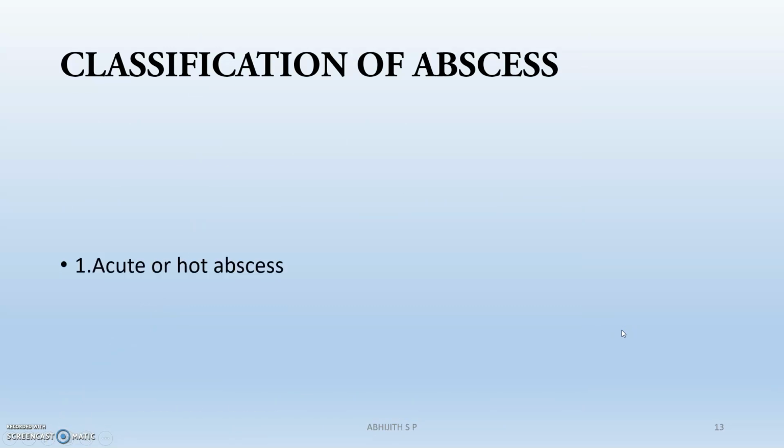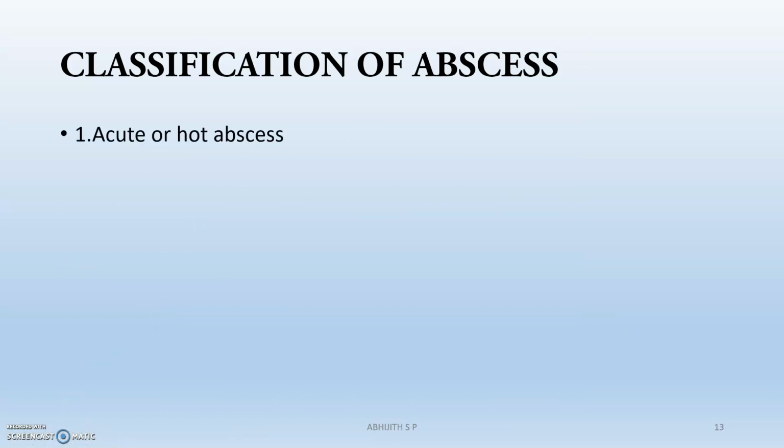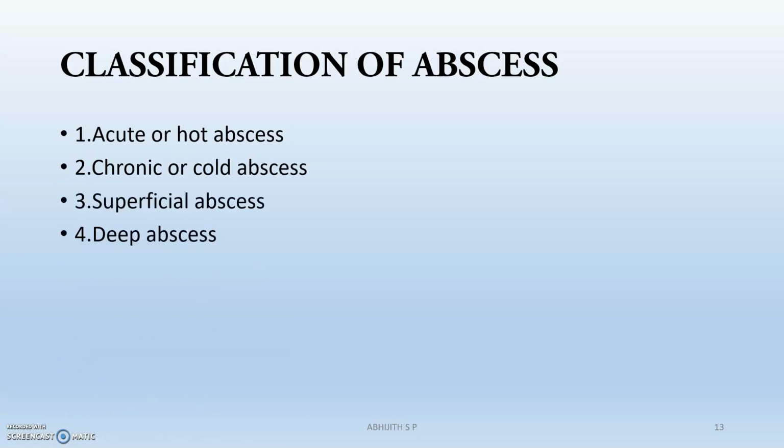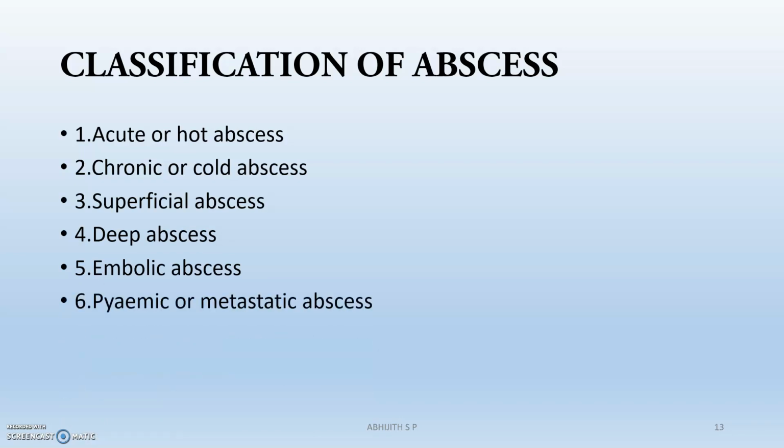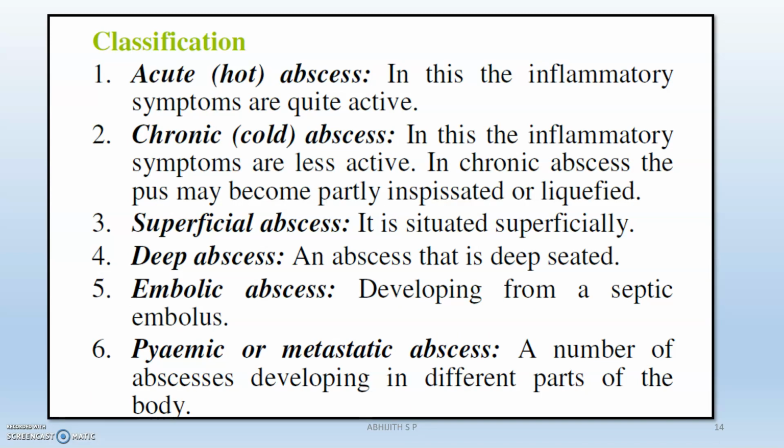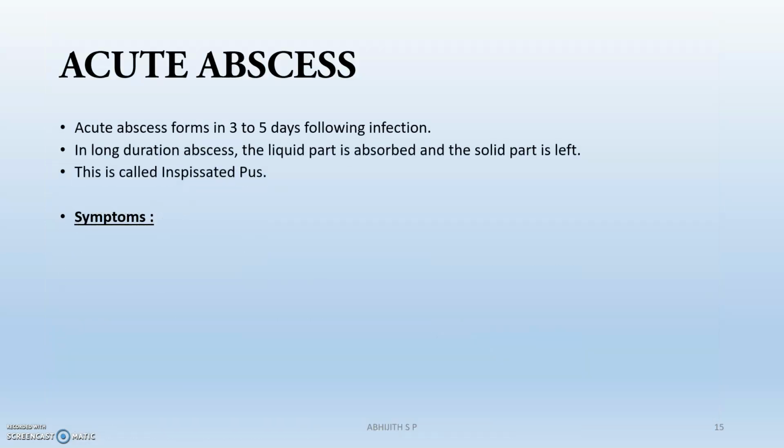Classification of abscess. First one is the acute or hot abscess. Next is the chronic or cold abscess. Next are superficial abscess, deep abscess, embolic abscess, and pyemic or metastatic abscess. So this is the classification, and you can see the column-wise classification. In case of an acute abscess, it will form in 3 to 5 days. In a long-duration abscess, the liquid part is absorbed and the solid part is left behind. This is called inspissated pus.